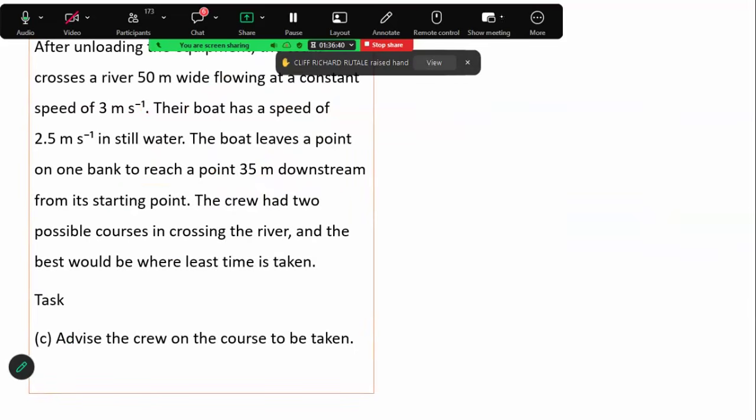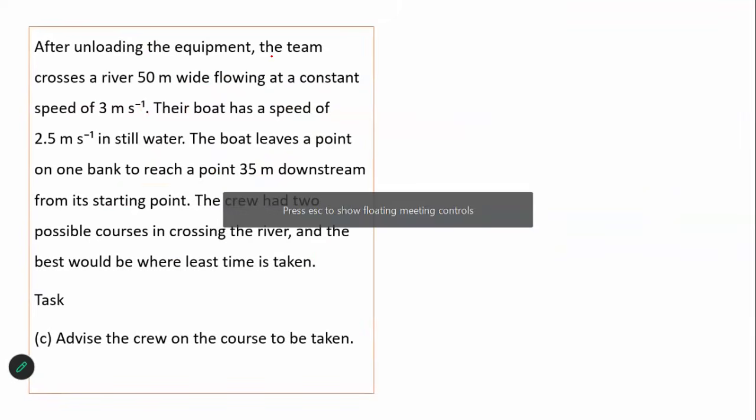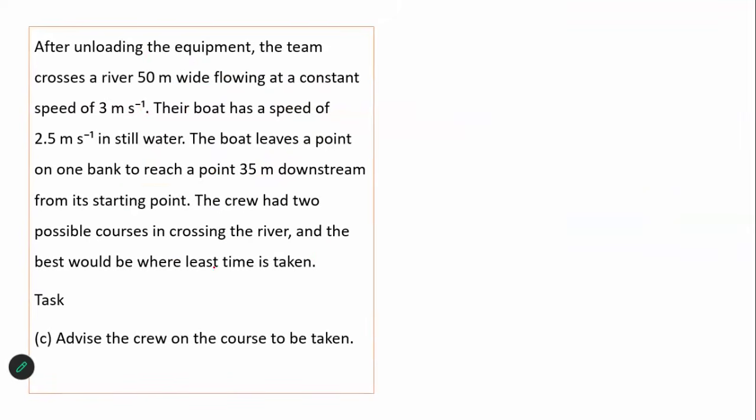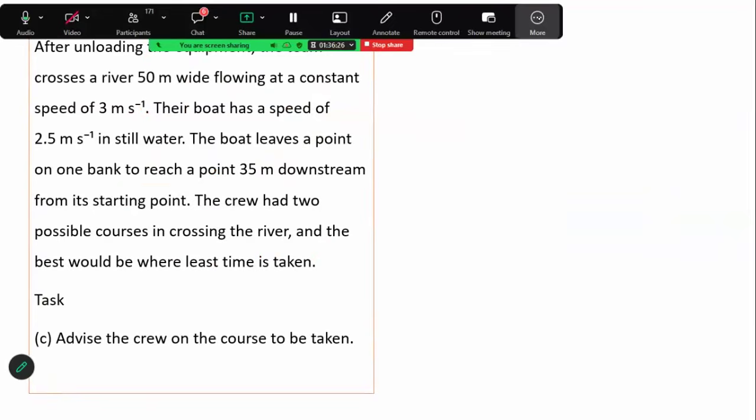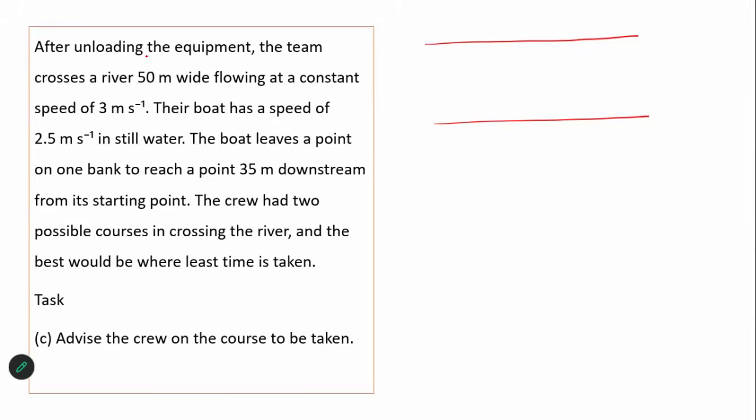So when you look at our part C, what does it tell us? Part C tells us that after unloading the equipment, the team crosses a river which is 50 meters wide. So I'm going to make my sketch. This is our river, which is 50 meters wide, flowing at a constant speed of 3 meters per second. That is what we call current, water current. We can call it the velocity of the water.